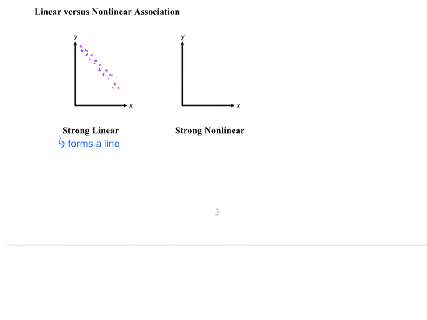A strong nonlinear forms the shape of a parabola. Remember, a parabola is a U-shaped figure. So when you have a nonlinear, it looks like this, like a curve. So that would be a strong nonlinear association.